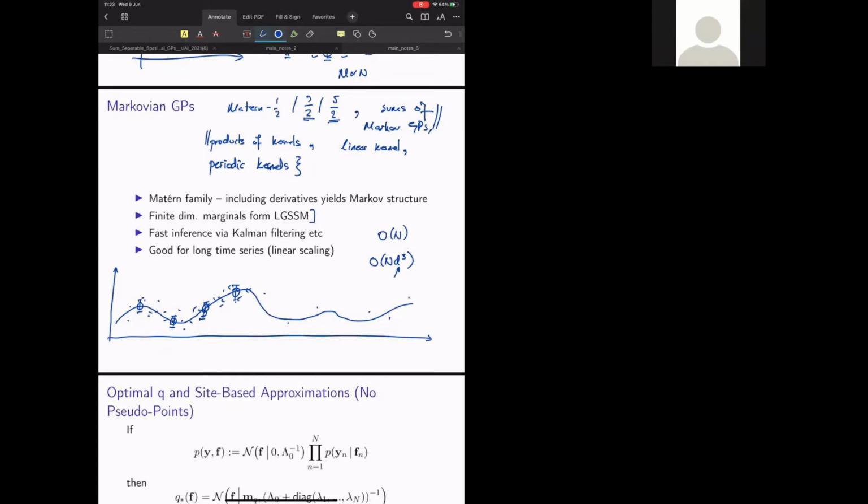How does the periodic kernel work? Because that's something that's not Markov. So how does this work for the periodic kernel? That's quite strange, its Markov property.